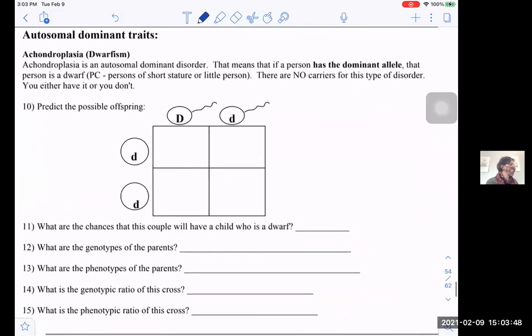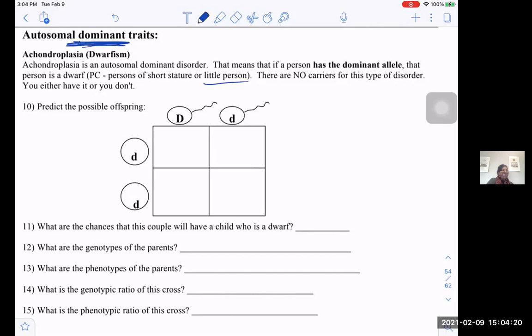All right, so let's do two Punnett squares that show how these two things are passed. First, let's start with an autosomal dominant trait. Okay, so the one I just went over. And then we're going to use the example of dwarfism. So another word for this is achondroplasia, but we call it dwarfism. People that are dwarfs that have dwarfism don't like being called dwarfs. They like to be called person of short stature or little person.